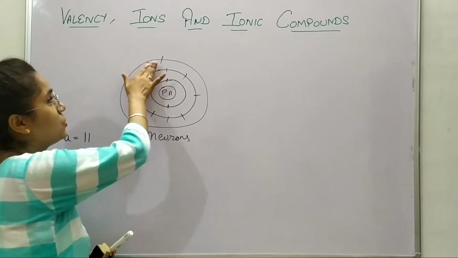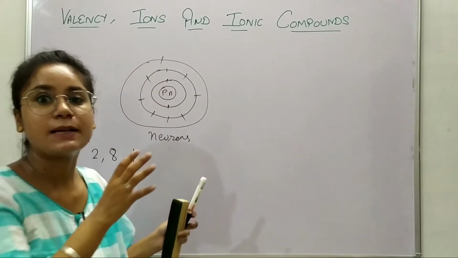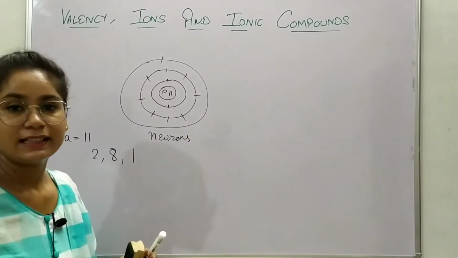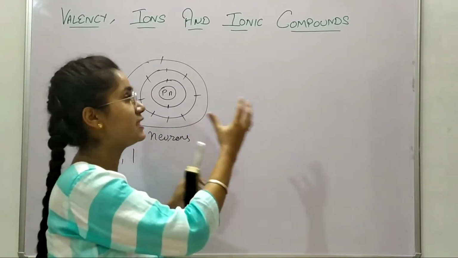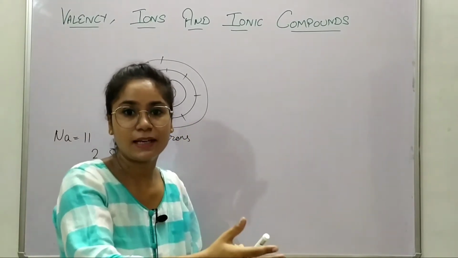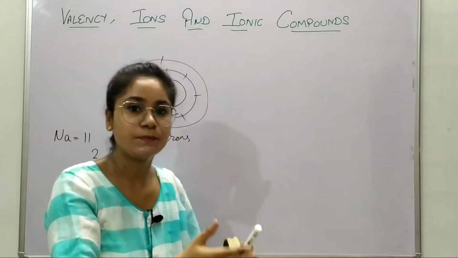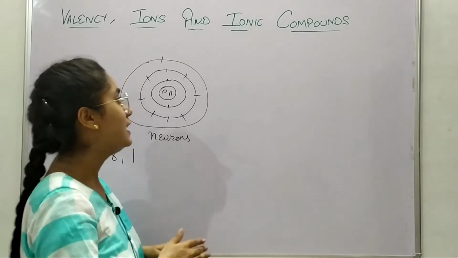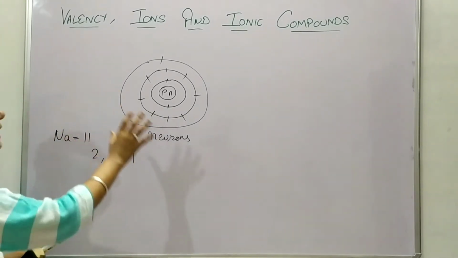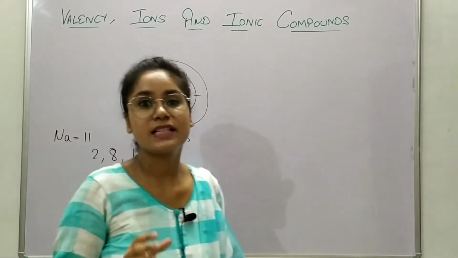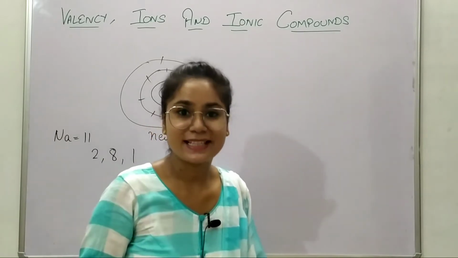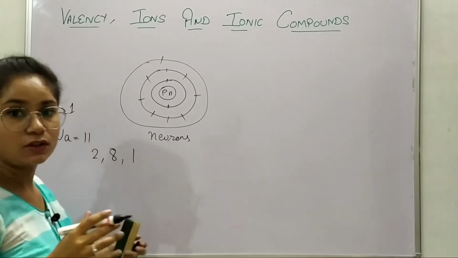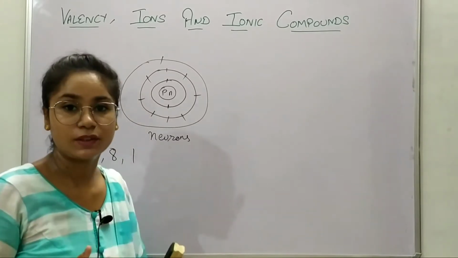So this electron tells us about its combining capacity. It would give its 1 electron to another element or to another atom to get stable because it is unstable now. So the combining capacity of atoms is known as valency. That means sodium has the valency of 1, because it would share its 1 electron.